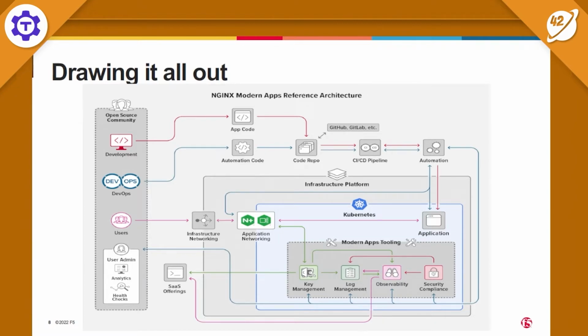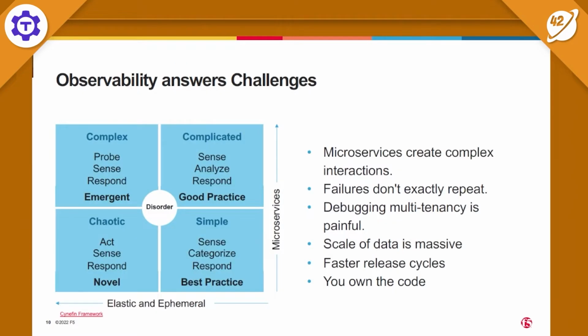In this case, we're actually using the NGINX open source project to do that. And then we have other pieces around it for automation, the pipeline, code repos, which are on GitHub or GitLab. And then automation code to drive all of this. And so there's lots of moving parts across this entire application space.